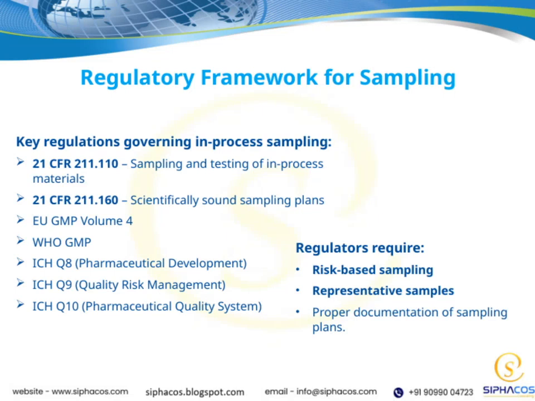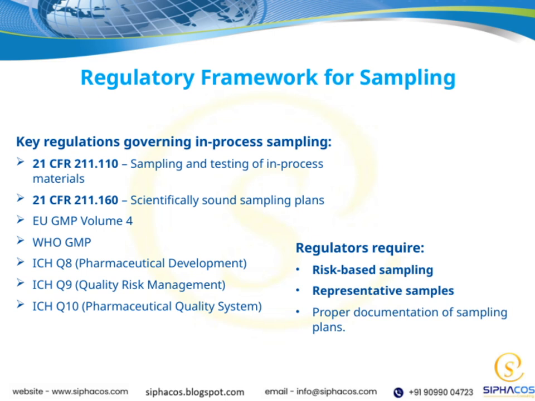Regulators require a careful and thoughtful approach to sampling, focusing on risk-based sampling strategies. This means that sampling should be prioritized based on the potential risks involved, ensuring that we target the most critical areas. It's also essential to collect representative samples, which truly reflect the batch or process we're evaluating. This helps ensure our results are accurate and meaningful. Proper documentation of sampling plans is another crucial point. Clear records not only support compliance, but also provide transparency and traceability of our sampling activities.